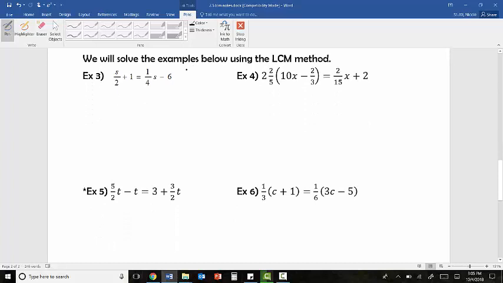So let's start with an example. The first thing you want to do is, obviously you can't distribute. Because I see some fractions, I just don't feel like working with them right now. So we're going to find the LCM of 2 and 4, which in this case is 4. So what you need to do is we're going to implement that multiplication rule.